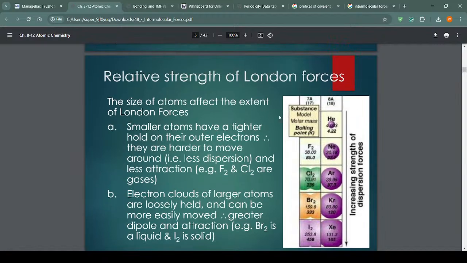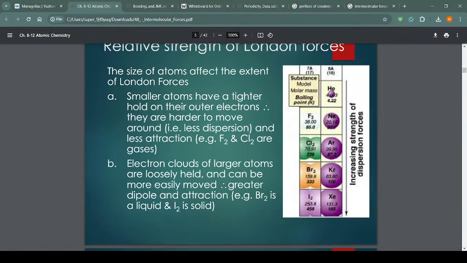Relative strength. Yeah, very, very weak. Tighter hold. Electrons. Larger atoms will experience more London dispersion forces because they have larger atomic radius and they kind of shake around.